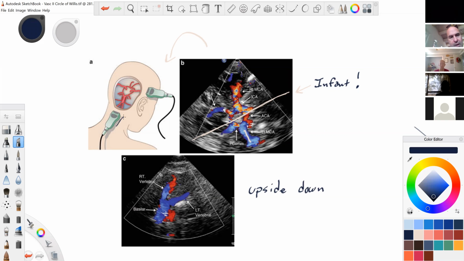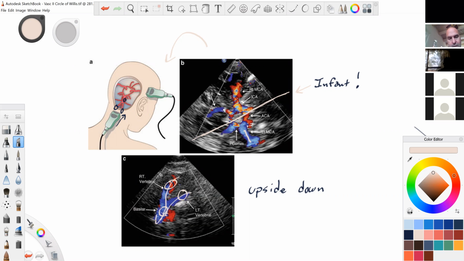We're imaging from this direction, so the first thing we see are the vertebral arteries, then the basilar artery, and the blood's going away from us. So we see vertebral arteries, and then basilar artery, and everything's going away. But that makes sense if you think about how we're holding that transducer. All right.